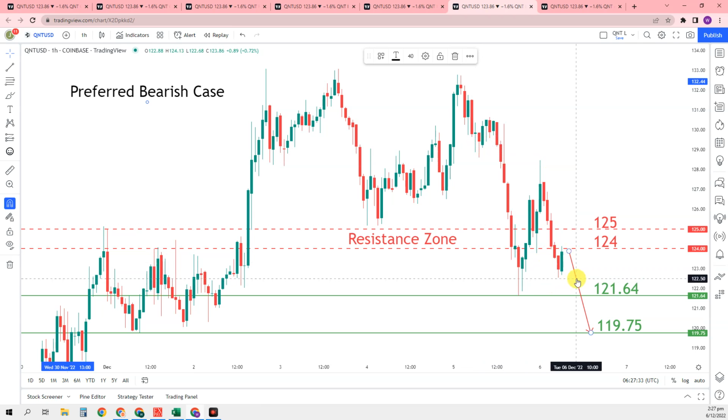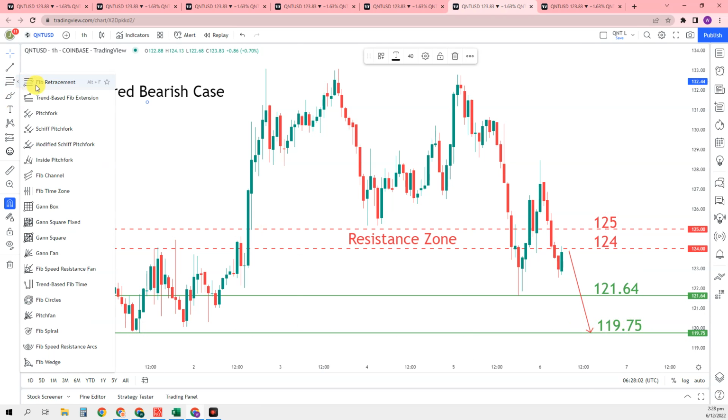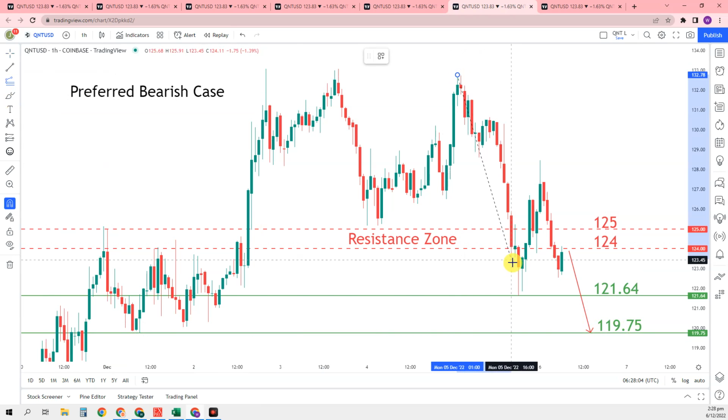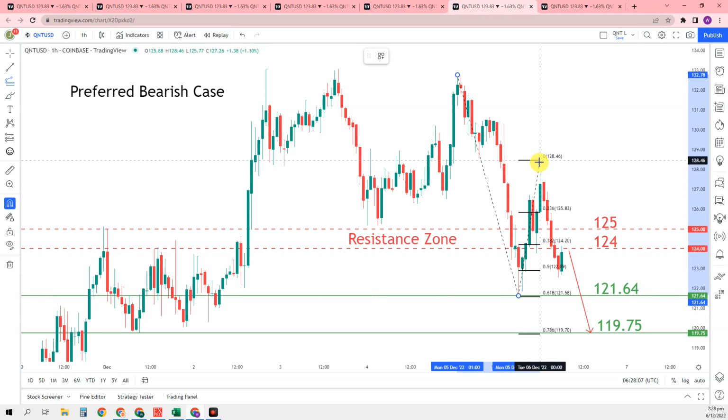And with the current price action, you can see some resistance. The challenge is that the bulls are trying to get above 124.25. But as long as the price stays below this resistance zone, price is likely to revisit the 121.64 support, which is the validation level of the wave 3 that I mentioned just now. And it will proceed to 119.75, which is the standard target of the Elliott wave 5.